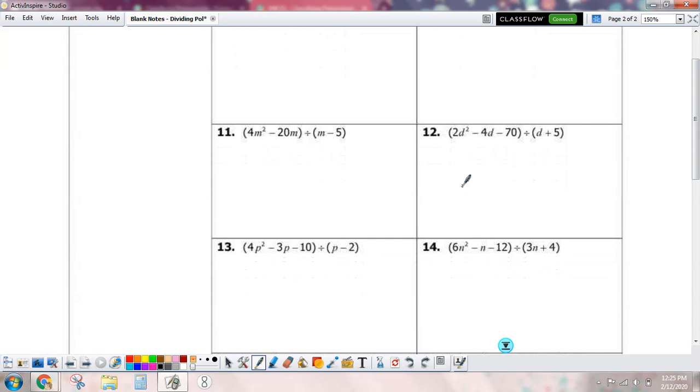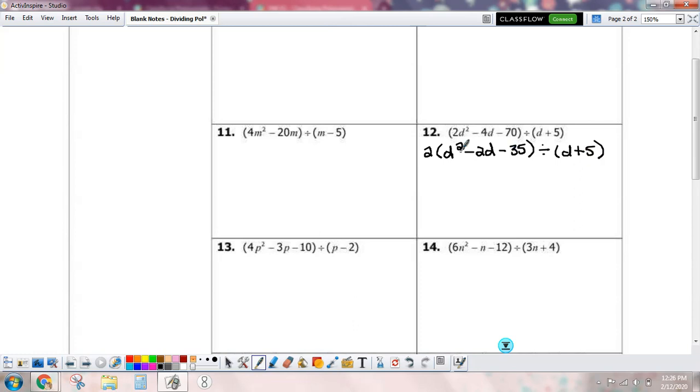Step 1 for number 12 is to make sure, first of all, that we're pulling out any common factors. We can do our slip and slide technique, but first we want to make sure there are no common factors before we try slip and slide. For this one, I see 2, -4, and -70. These are all even numbers, so I do know that 2 is a factor in all of them. So I'm going to pull the 2 out, and I'm going to be left with d squared minus 2d minus 35. Okay, so now I can go ahead and factor this.